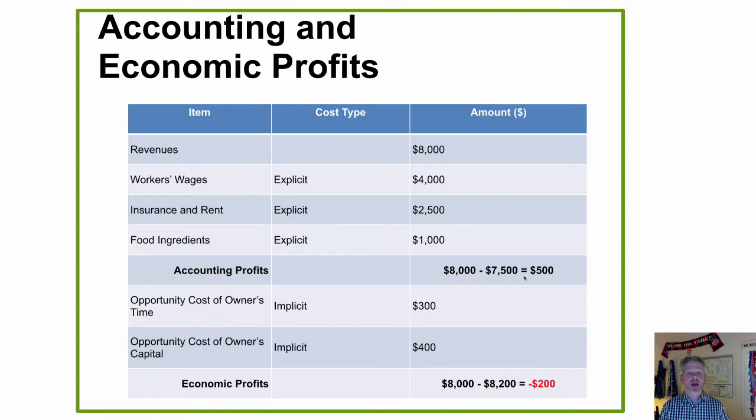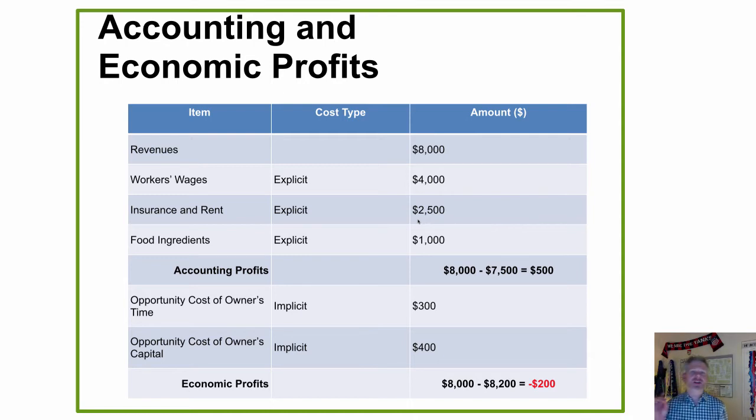But economists want to count these two other costs down here. We want to count the implicit cost of the owner's time, and we want to count the opportunity cost of the owner's capital. So that's 300 more and 400 more. So this firm was actually running negative economic profit, but positive accounting profit, once we took into account the owner's time and the opportunity cost of capital.